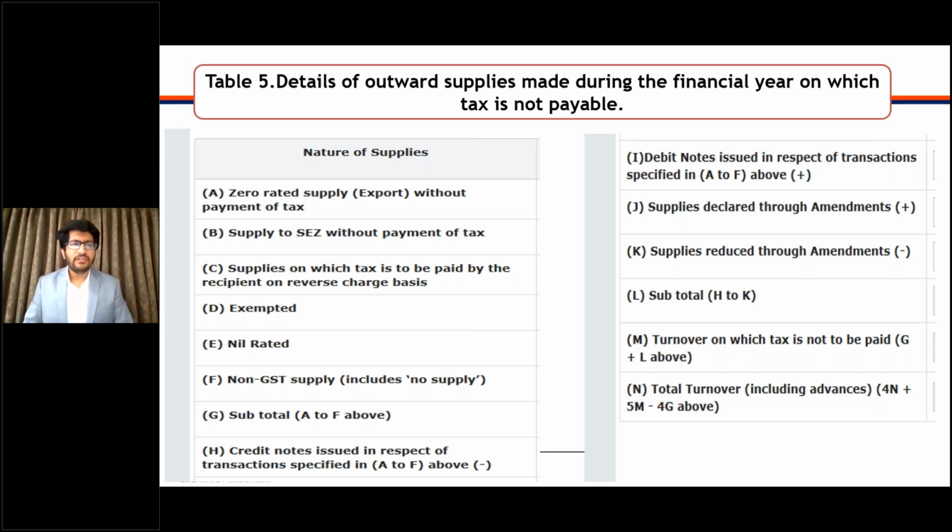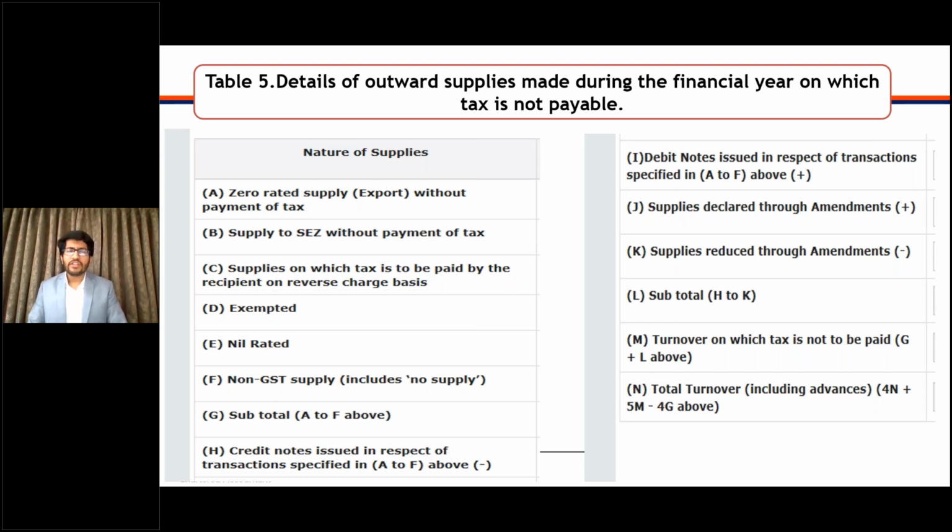So moving to table 5, first A, zero rated supply, export without payment of tax, supply to SEZ without payment of tax. The difference in these two mainly from procedural point of view is, if it is a supply to SEZ, the recipient is going to have a GST number because he is registered in India. But if it is an export, the recipient won't have GST number.